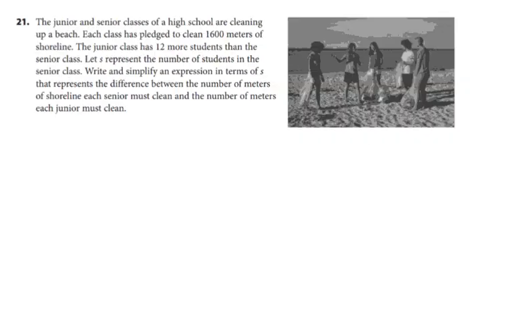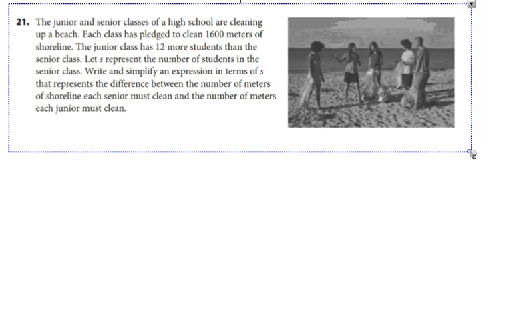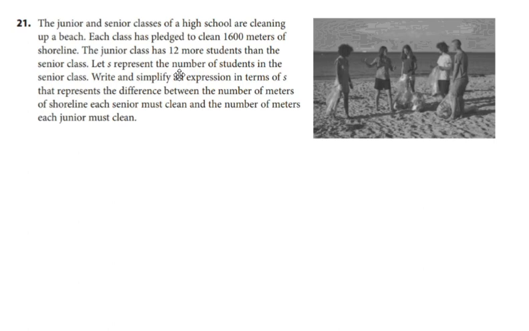Next, the last one we're going to do in this set is 21. Another word problem: the junior and senior classes of a high school are cleaning up a beach. Each class has pledged to clean 1,600 meters of shoreline. The junior class has 12 more students than the senior class. Let S represent the number of students in the senior class. Write a simplified expression in terms of S that represents the difference between the number of meters of shoreline each senior must clean and the number of meters each junior must clean.